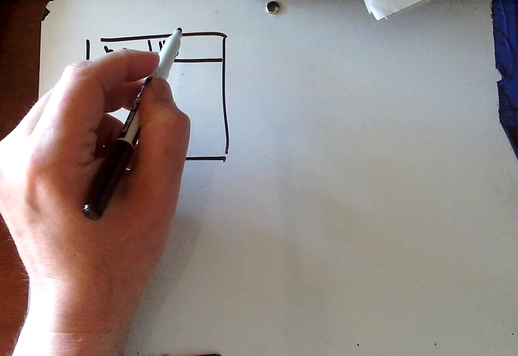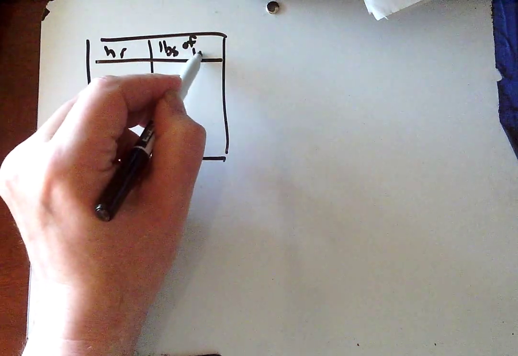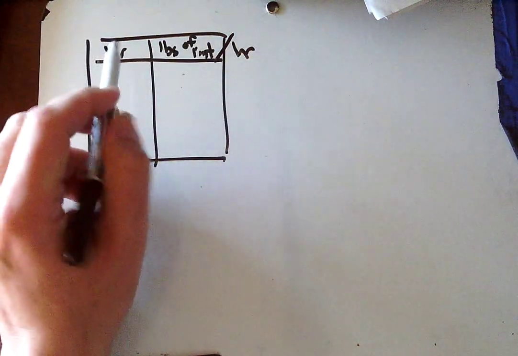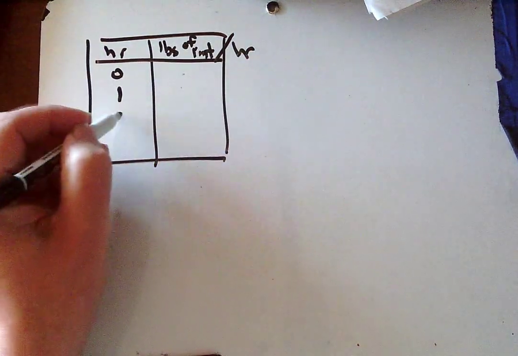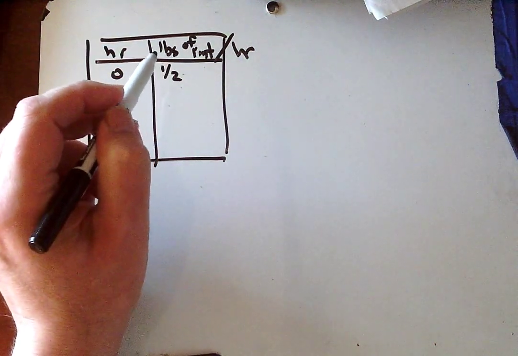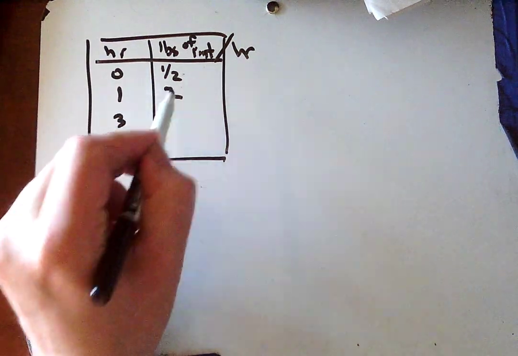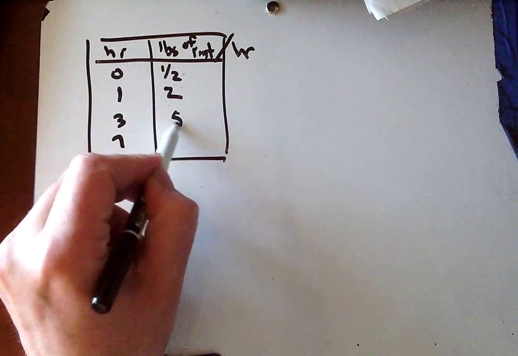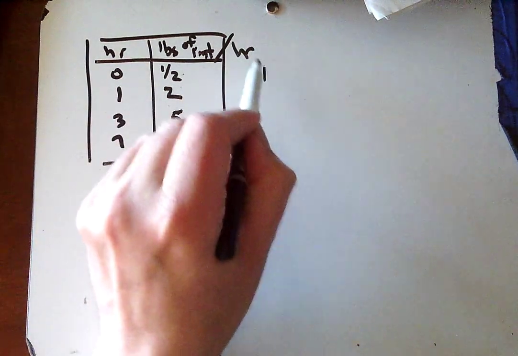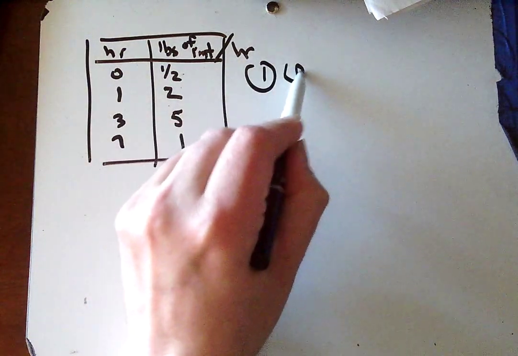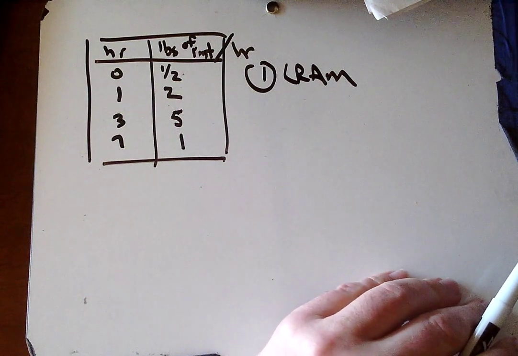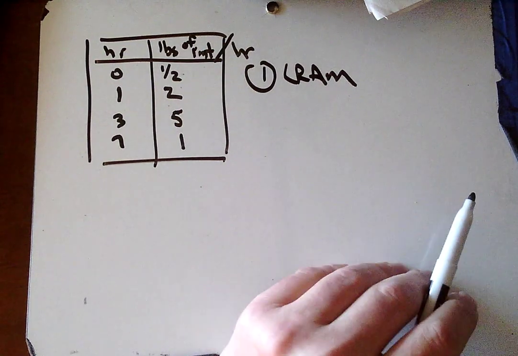Pounds of lint per hour. So our input is hours, 1, 3, 7, and pounds of lint per hour that grow in your navel. It's from wearing all those winter sweaters. All right. So 1, please find LRAM. And 2, don't forget your units on that answer. Pause the video, give it a try.